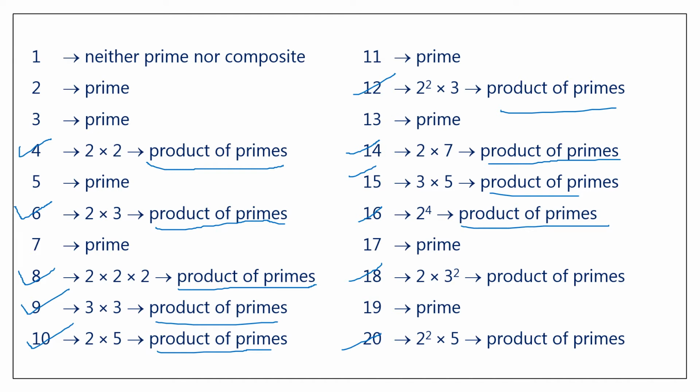It means all the composite numbers from 1 to 20 we can express as a product of primes. And this way of writing a composite number as a product of primes is called prime factorization. This prime factorization, we will know more about this.